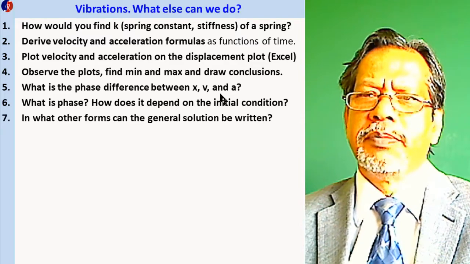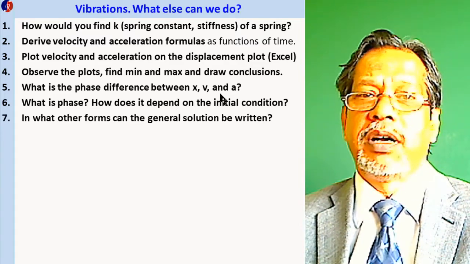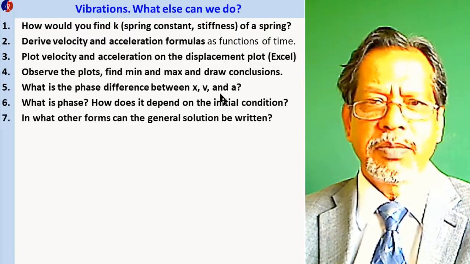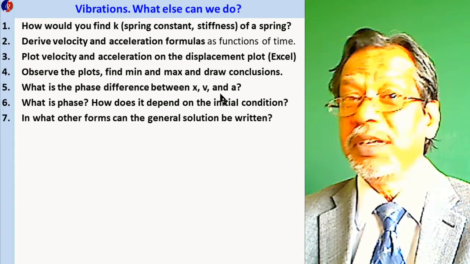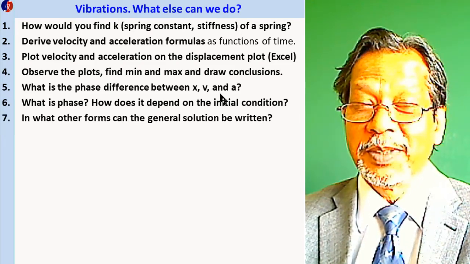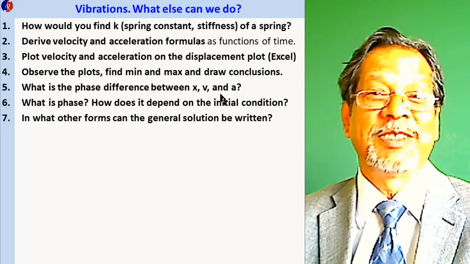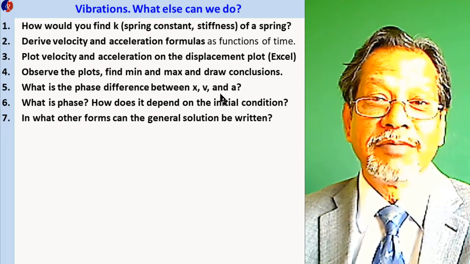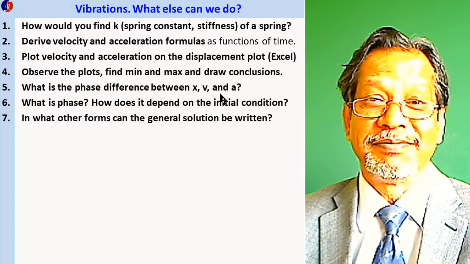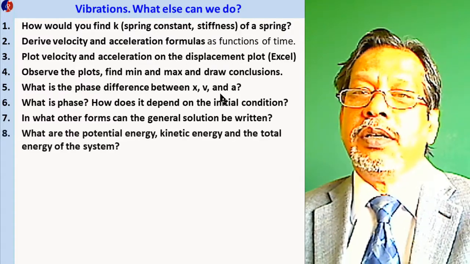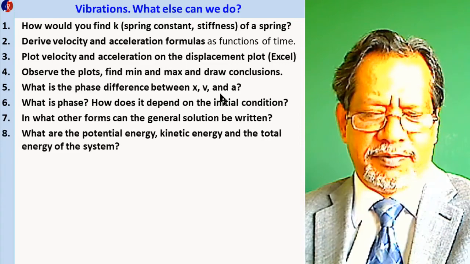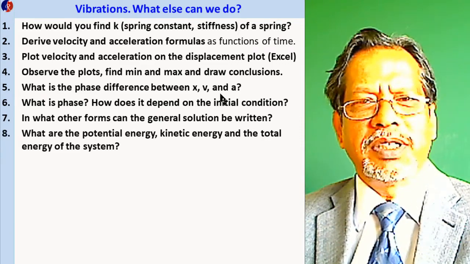In what other forms can the general solution be written? I chose sine, A sine omega t plus phi. You could have chosen cosine. The only thing that's different between sine and cosine is the phase. It's shifted by 90 degrees. That's it. They should know these things. There's a sine function; I can write the same thing as a cosine function.